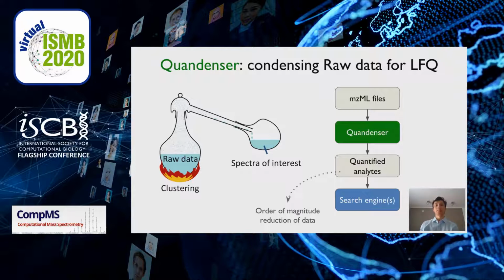On the right-hand side, you can see how Condenser fits into the protein quantification pipeline, where we input our mzML file or other files with MS1 and MS2 spectra. We run this through Condenser, we get our list of quantified analytes together with the spectra that belong to them, and finally we search these spectra with one or more search engines. The interesting thing to note here is that what comes out of Condenser is already an order of magnitude smaller than what we put in, but at the same time we haven't thrown away any data yet.